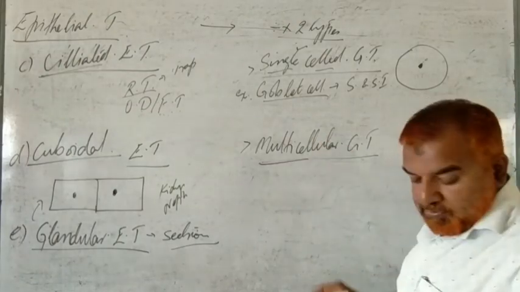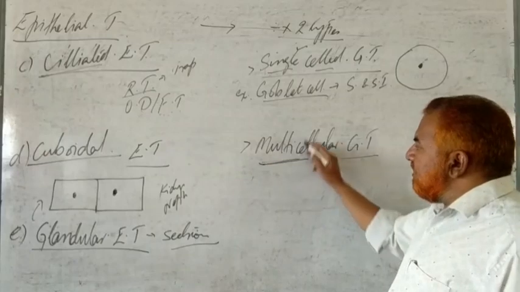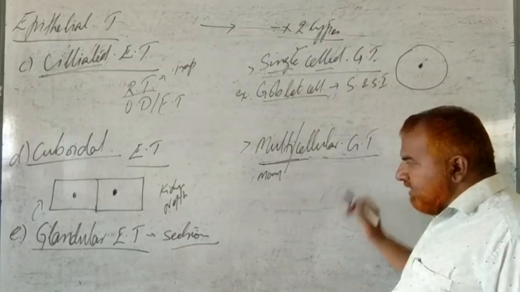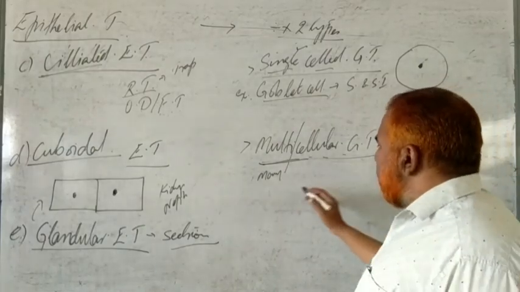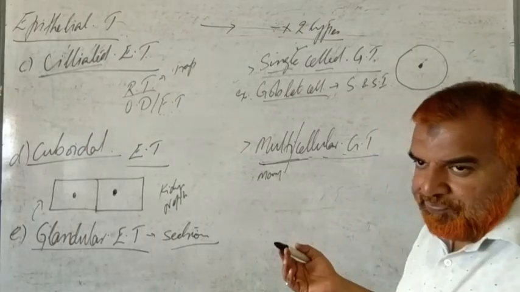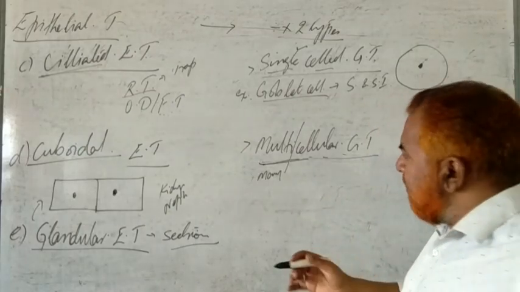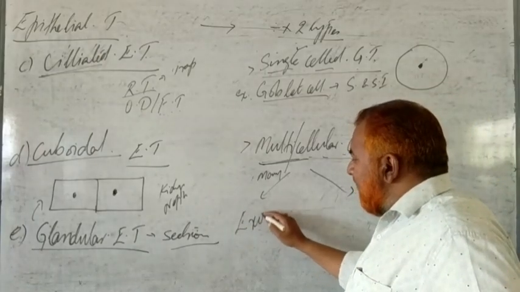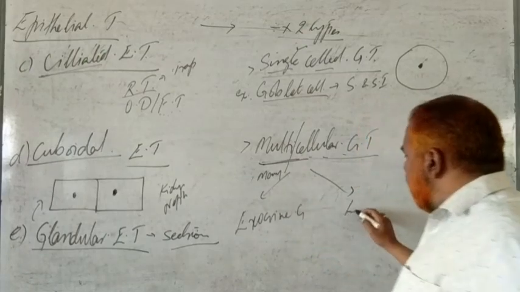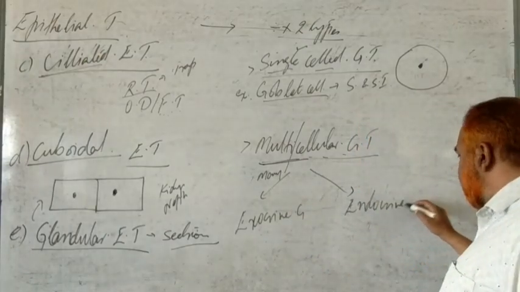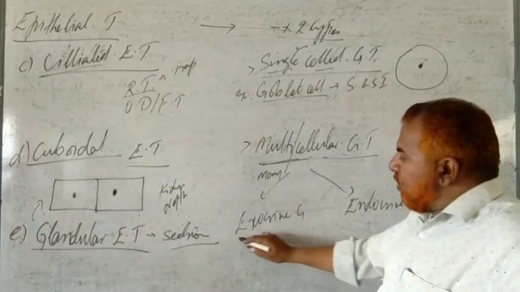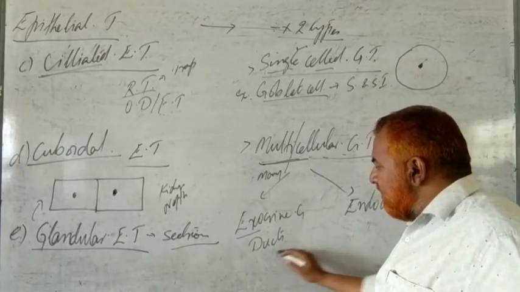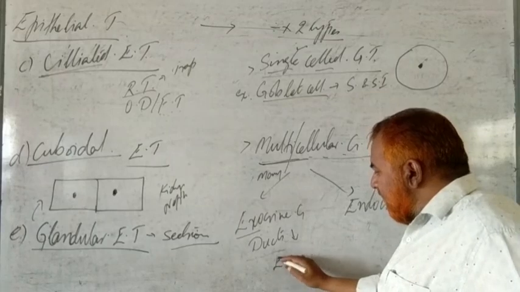Moving on to the next type, multicellular glandular tissue. As the name suggests, multi refers to many. Here many cells are there, hence known as multicellular glandular tissue. There are different types of tissues here, which help in secretion. Multicellular is further divided into exocrine glands and endocrine glands or tissue. Exocrine glands are the glands with ducts, and they always secrete enzymes.